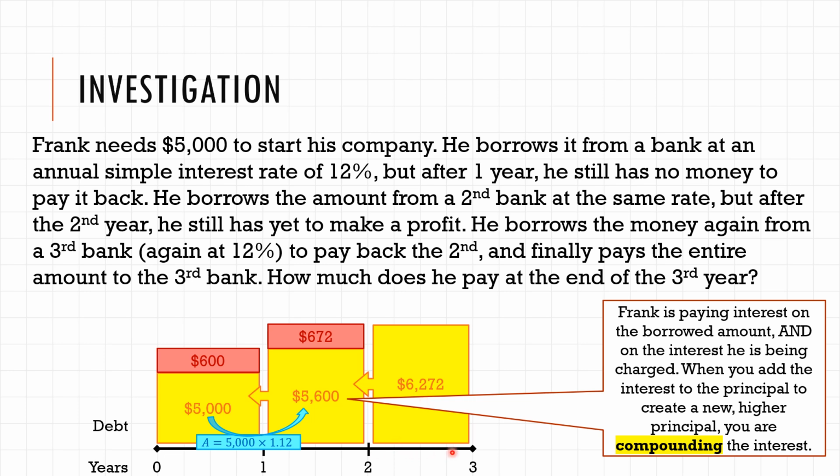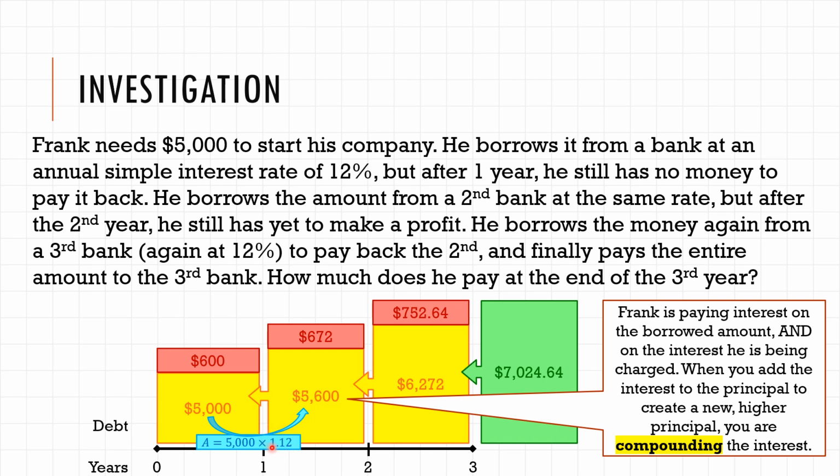But at the end of the third year, how much money does he have to pay back then? This $6,272 is also growing at the same rate. Again, all we have to do is find out what is 12% of his debt. And when we do that, we find out that he's going to pay another $752.64 specifically in interest. So when we add these together, now he has to pay back $7,024.64.